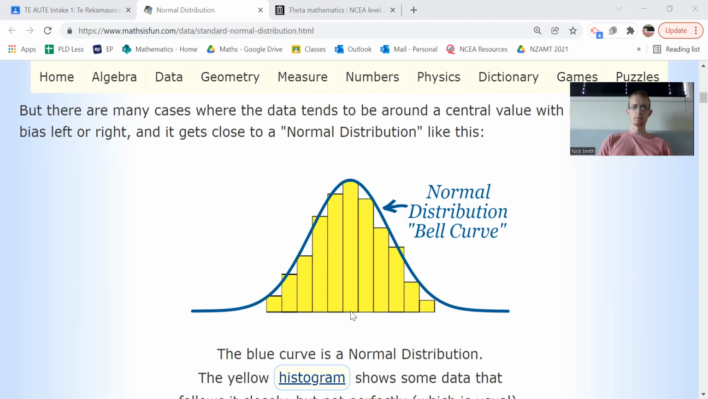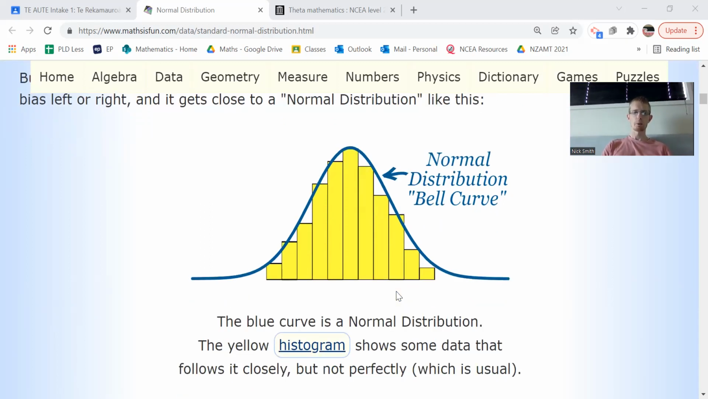Okay, so we've got the blue line, which is the normal distribution curve, which is a mathematical formula that gives us a perfect curve. And then the yellow stuff is what we would actually measure in real life for people or animals or what have you, and put on a graph, and you'll notice that often it will match this type of curve reasonably well. Not perfectly, but pretty close.